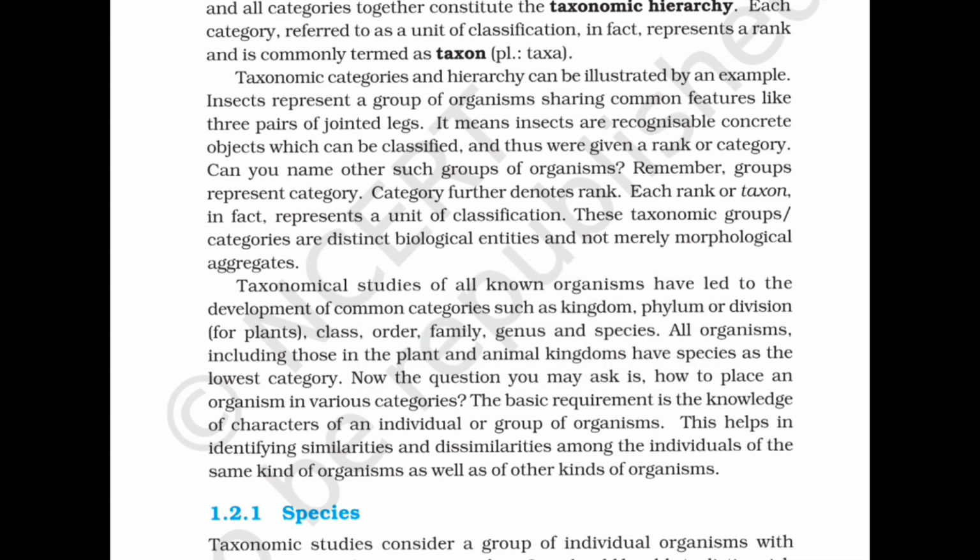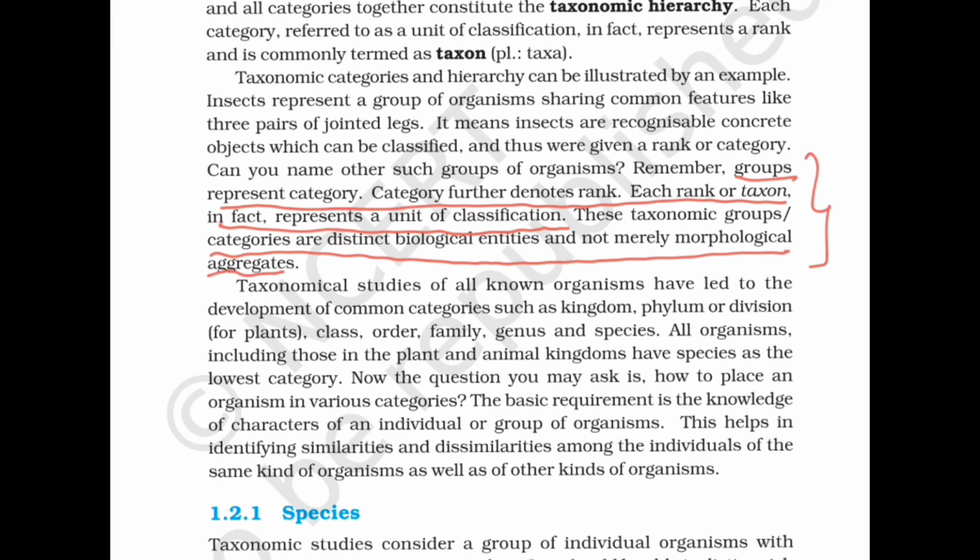Remember, groups represent category. Category further denotes rank. Each rank or taxon, in fact, represents a unit of classification. These taxonomic groups, categories, are distinct biological entities and not merely morphological aggregates. So confusing. You know what? The NCERT confuses people so much. What this basically means, this paragraph basically means that everything is a category. Rice is a category. Basmati is a category. Okay. Don't confuse yourself by trying to understand this. I'm summing up this paragraph. This paragraph basically sums up the fact that everything is a category.